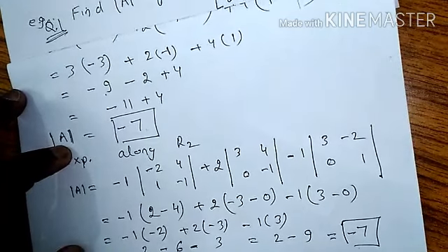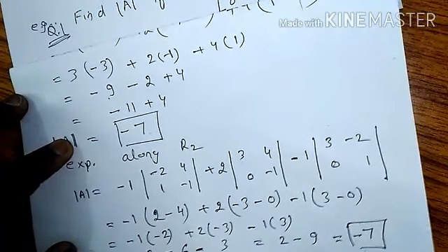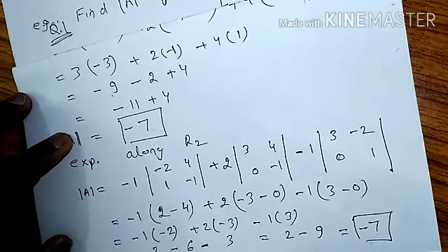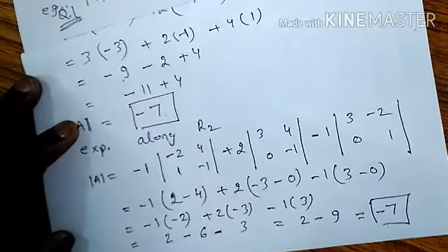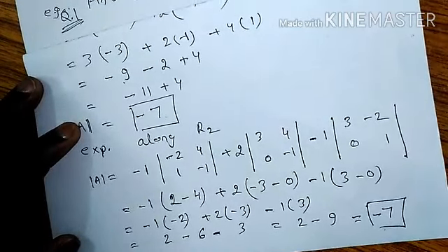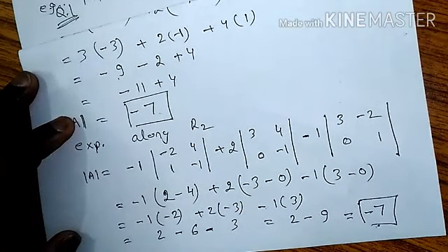So that means the determinant of a 3 by 3 order matrix can be obtained by expanding it along any particular row or column. You can now try to do it by expanding it along row 3. You must get the same answer as I am getting. I hope it is clear.